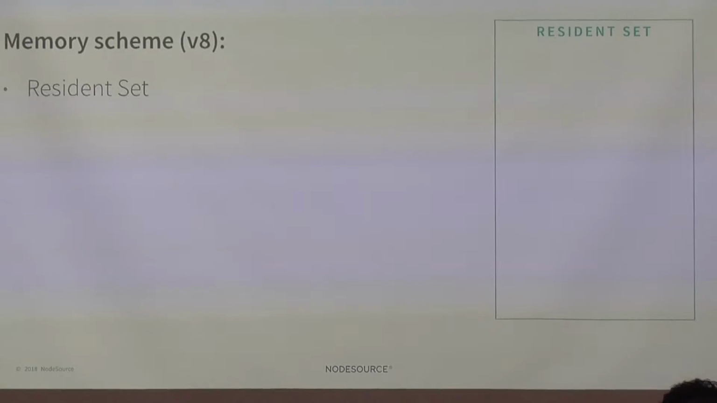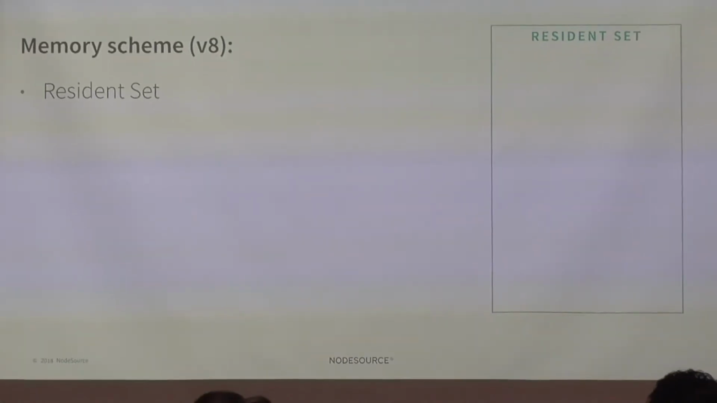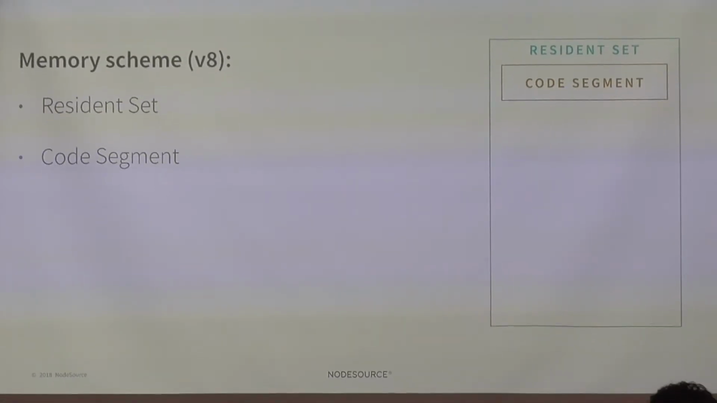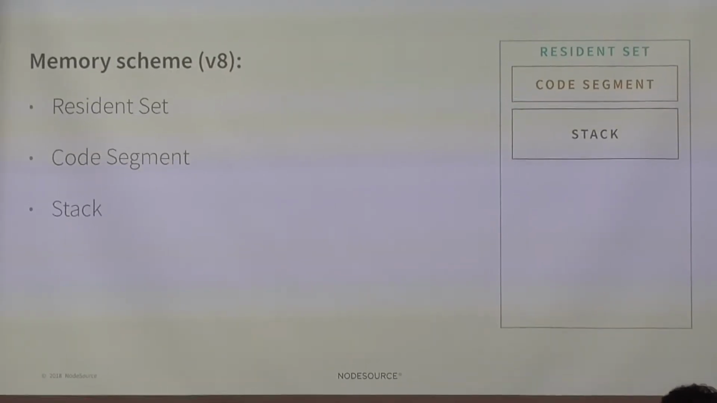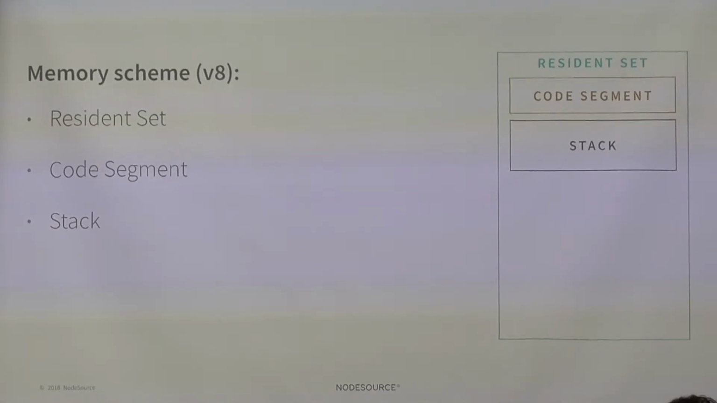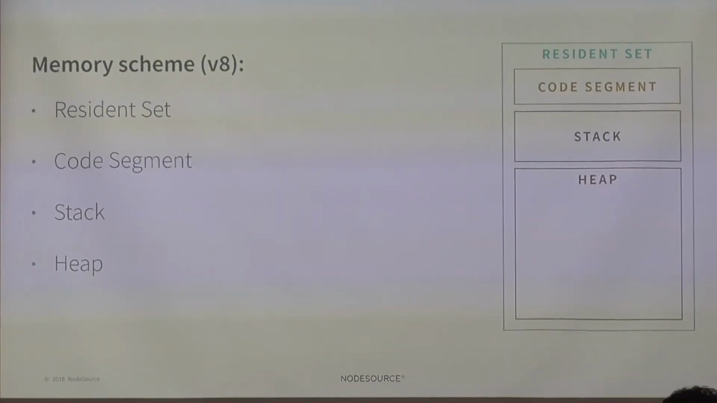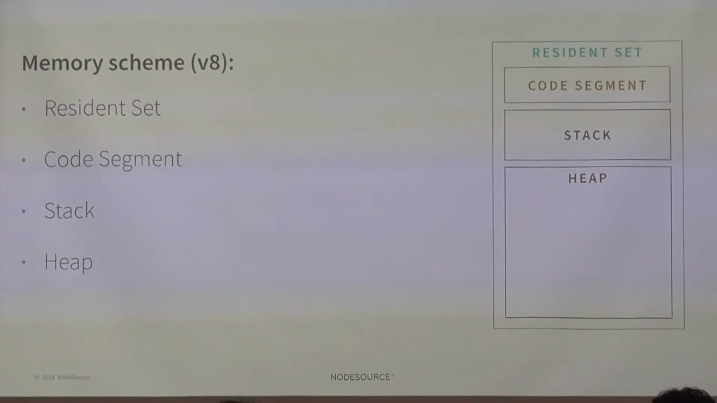And this is the system that I was talking about. What you have here is the resident set, which is the memory that V8 uses. Here is the code segment, the piece where all the code is being executed. Then we have the stack, which holds all the values that reference things in the heap. And this is the heap, where all the functions and closures and all that stuff live.